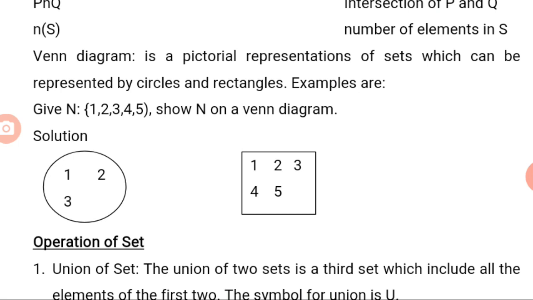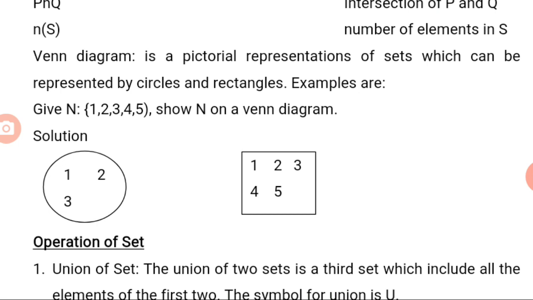Solution. From the definition, we can use circles to represent a Venn diagram. We can also use rectangles to represent a set diagram. You can see inside the set we have 1, 2, 3, but 4 and 5 are not there. This is a typographical error. 4 and 5 must be inside the circle. Is that clear?